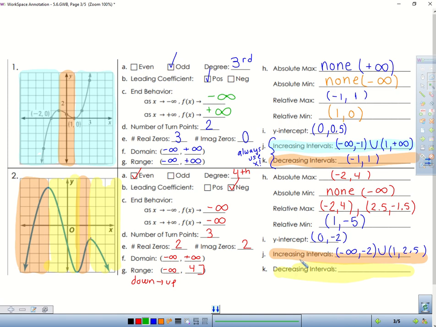Alright, so what do you guys think about the decrease intervals? Where are they? Good. -2 to right here, which is 1. Union. And then it picks up at 2.5 to positive infinity.